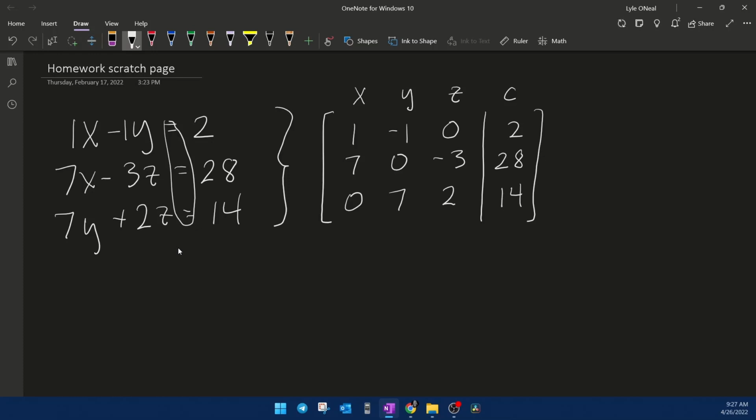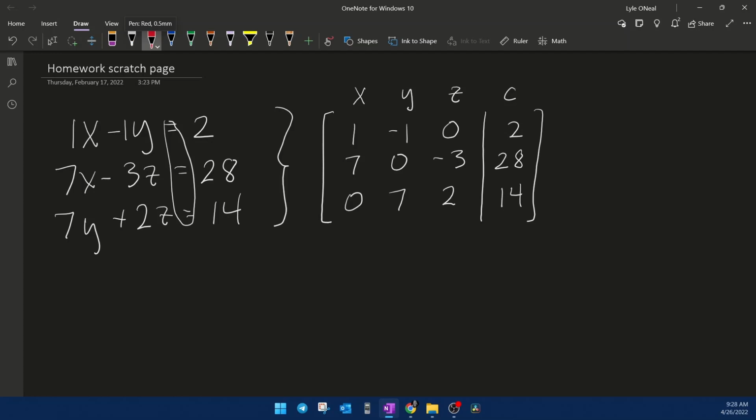Now, before we do any row operations, I would like to mention that as you write the matrix, if you miss even one sign, one little mistake will result in instant death, okay? So please make sure you pay attention to detail.